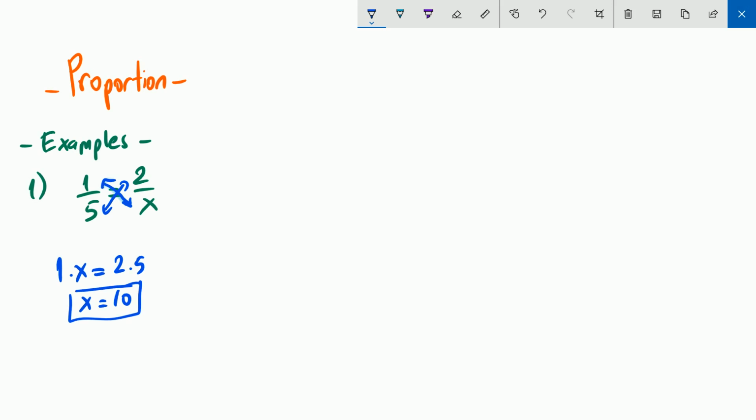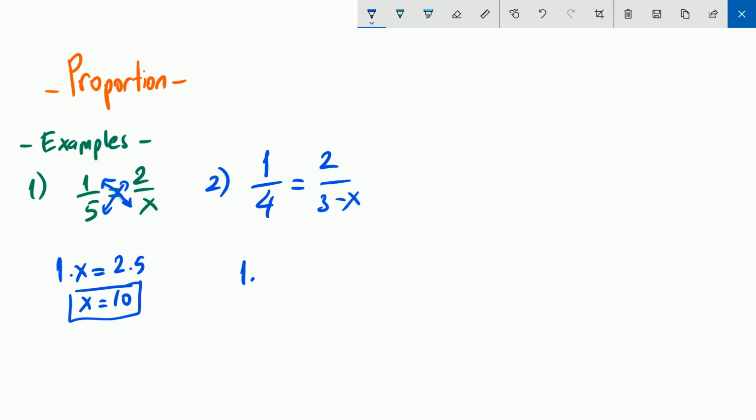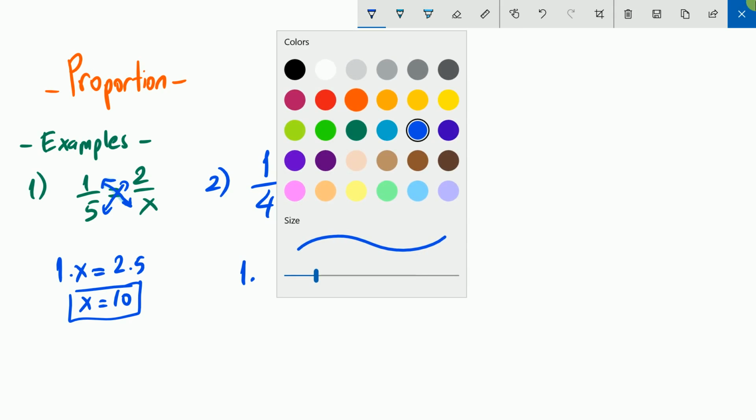Easy example to solve. Question 2, again. 1 over 4 equals, let's make it harder, 2 over 3 minus x, let's say. So we will do the same thing. 1 times using cross multiplication. Let's use another color to show it. Oh, it's hard to show. Let's use this.